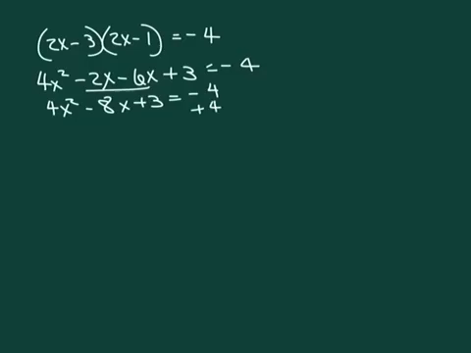Add 4 to both sides so we can make it equal to 0. You always want to do that with these quadratic equations. Make them equal to 0. Get everything on one side and the 0 on the other.